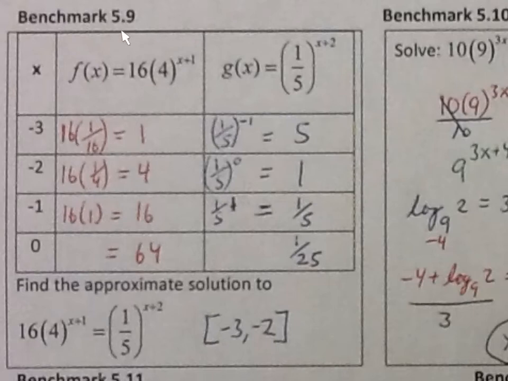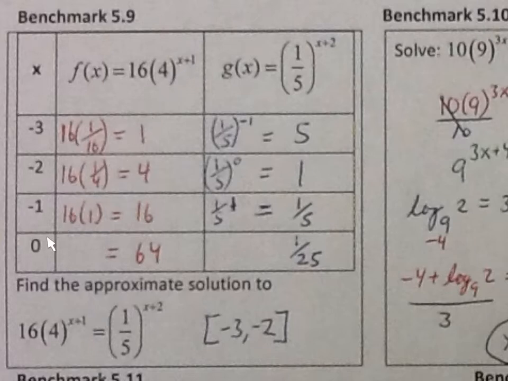For benchmark 5.9, what we first need to do is fill in the table for each function, for f and for g. Now when you try to fill in these tables, you don't always want to just start at the top at -3, because if you plug in -3 plus 1 is -2, and it makes it more complicated. What I would do is look for the easiest one.